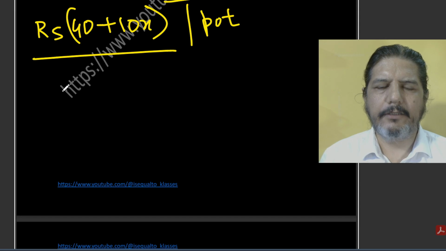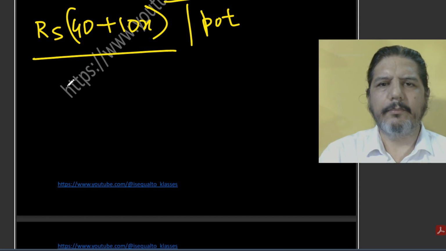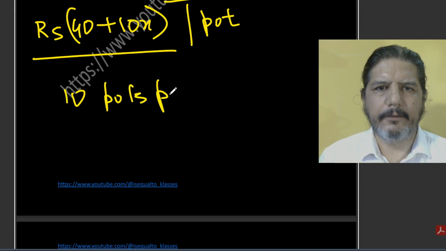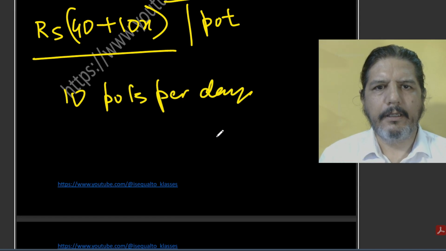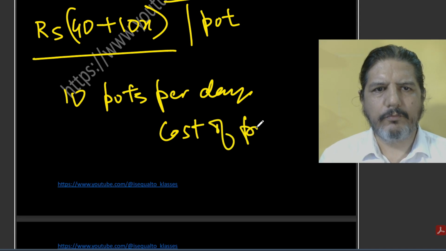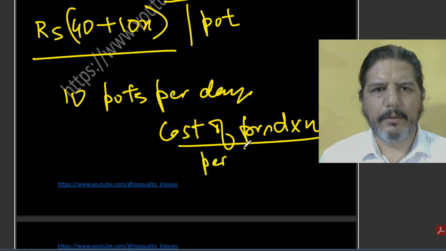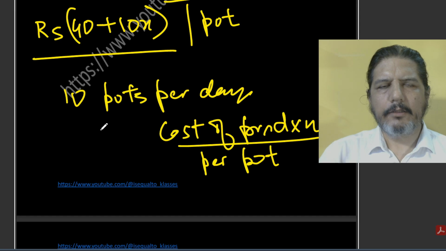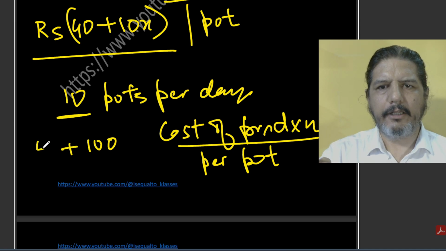Let us say, just for a number, that he makes 10 pots per day. Now the cost of production per pot is 40 more than 10 times this. So 10 times this is 100, and then 40 more. So this is rupees 140.